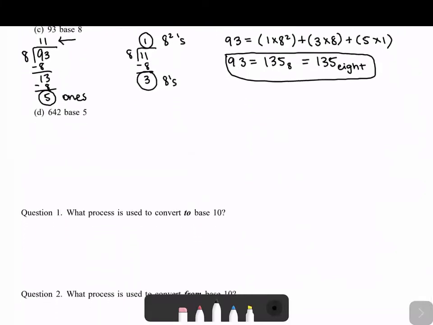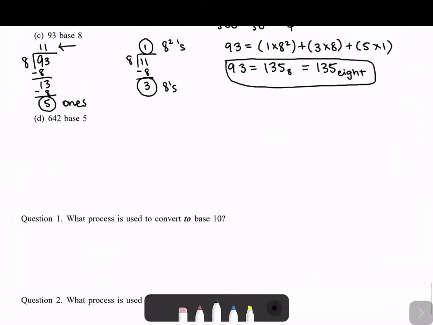Okay, so next we're doing 642 base 5. Just like up here in our base 8 example, the first thing we do is take 642 and divide by 5. So 5 goes into 6 one time. We subtract and get 14. It goes into 5 two times. We subtract 10 and get 42. 5 goes into 42 8 times, which leaves us with a remainder of 2. Just like before, this 2 is going to represent our ones value. So now we have 128 as our quotient.